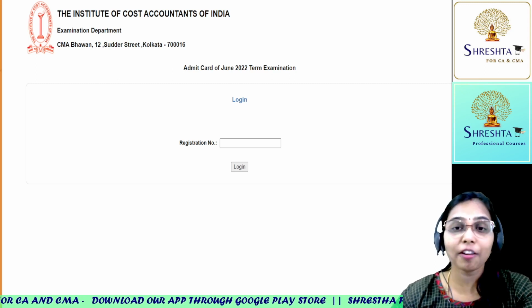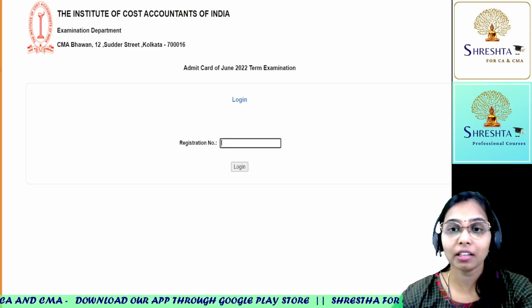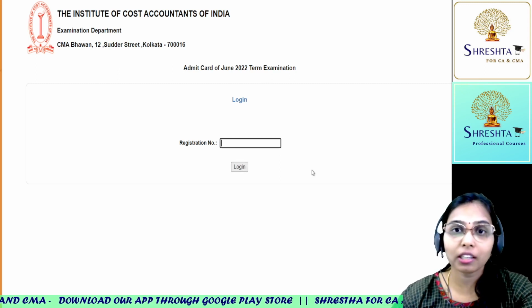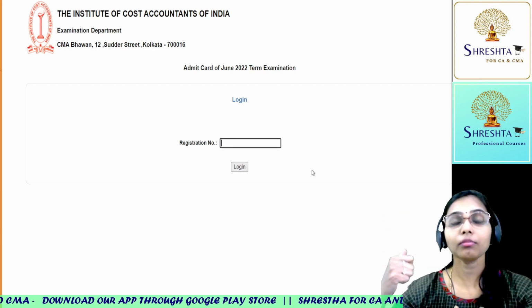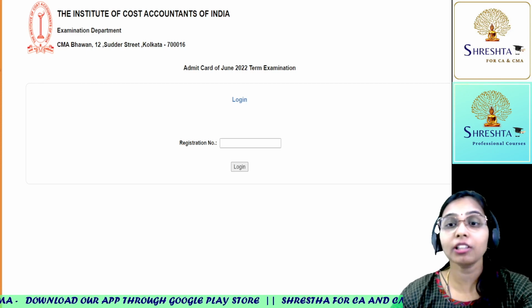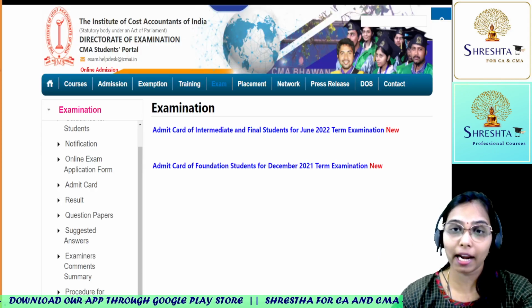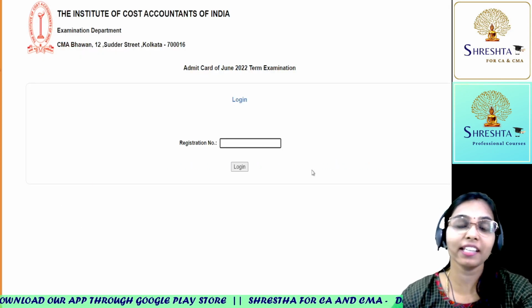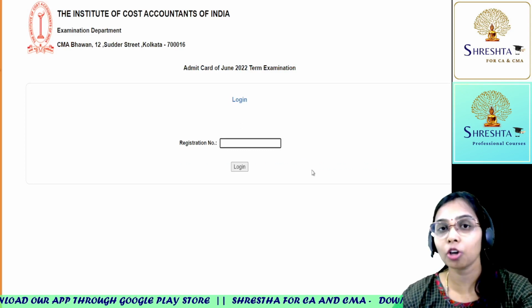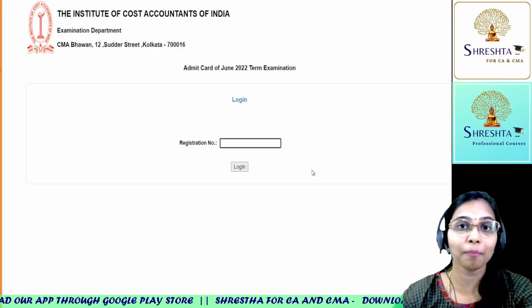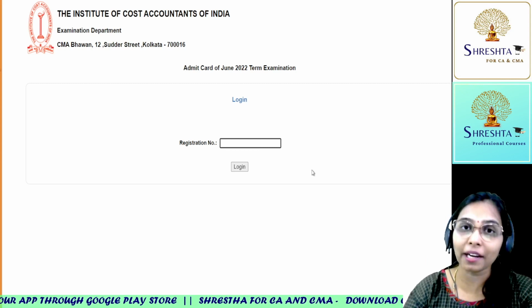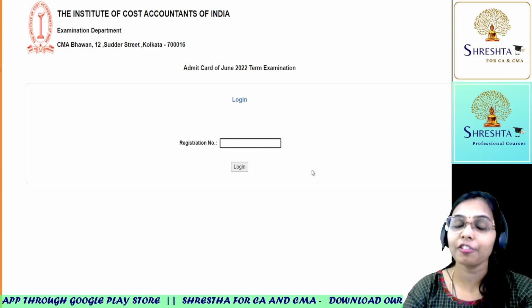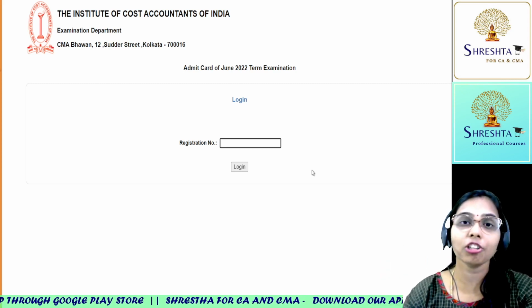So you can just give your registration number here, okay, and then put the login. You will get the admit card downloaded. Make sure that you take a print of the admit card because it is very necessary, because later you do not know, maybe you may have some network issues. So take a printout and keep it safe and then start your learning or studying.